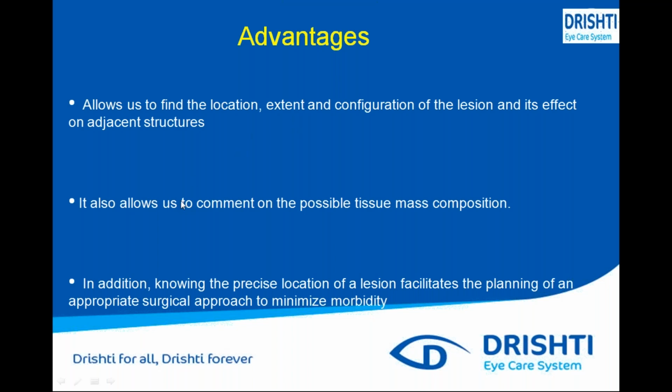the CT scan. It allows us to comment on the possible tissue composition of the mass. It also tells us whether the mass is a cystic mass or a solid mass. So which type of mass, and the features of the mass, are also explained in the CT scan report. In addition, it also measures the size of the mass. Sometimes it also helps after surgery, when we remove the mass, to see whether the total mass is removed or not, or any component of the mass is left. So these are all the advantages of CT scan.